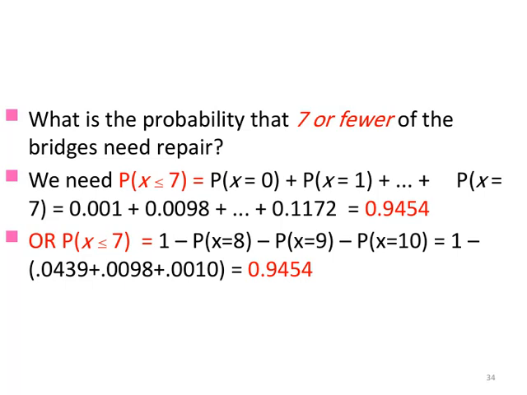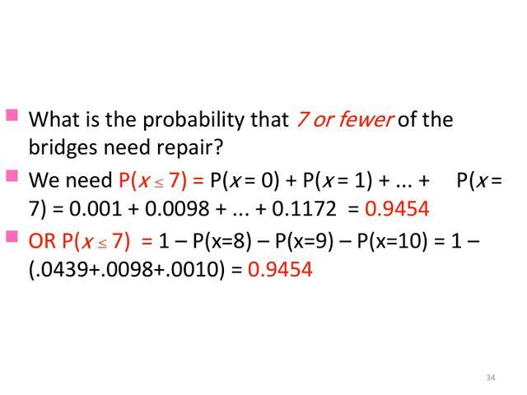So let's talk about the probability that 7 or fewer bridges need repair. Essentially, we're trying to find P of x less than or equal to 7. We can do this by summing up the probabilities for all values from 0 up to 7. That means adding P of x equals 0, P of x equals 1, and so on, all the way to P of x equals 7. In our calculations, this sum comes out to approximately 0.9454.